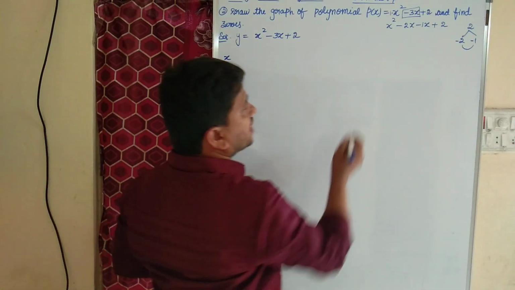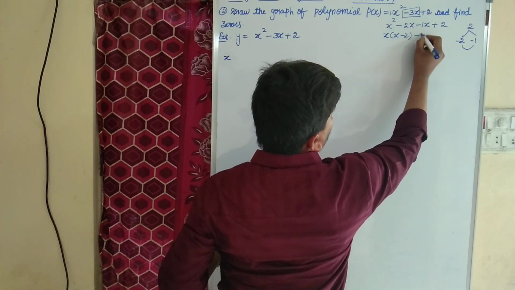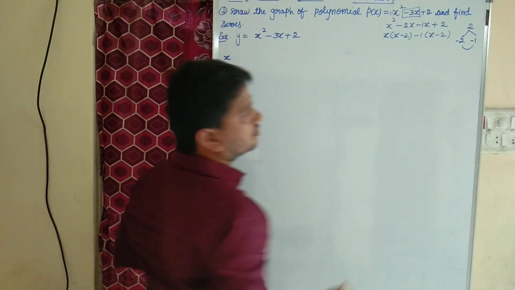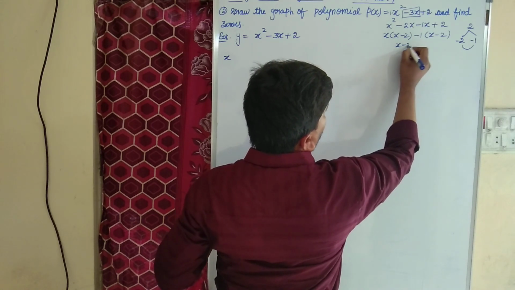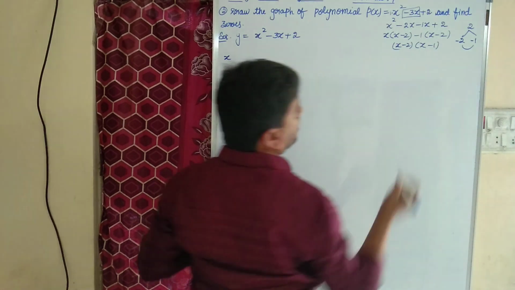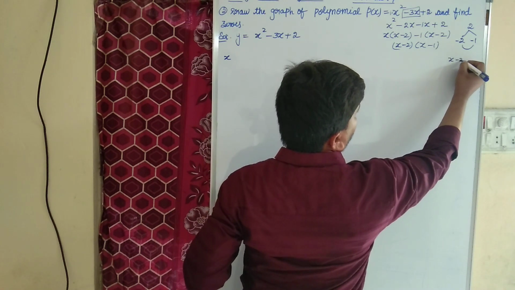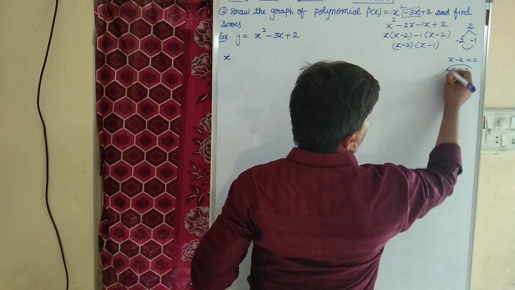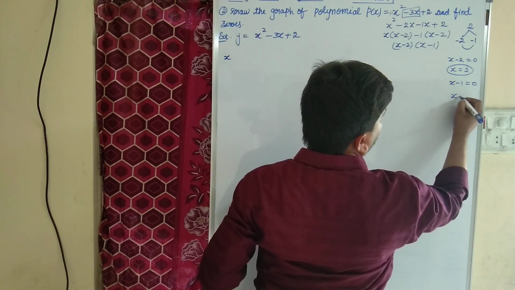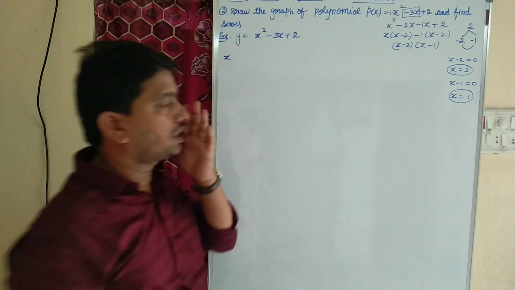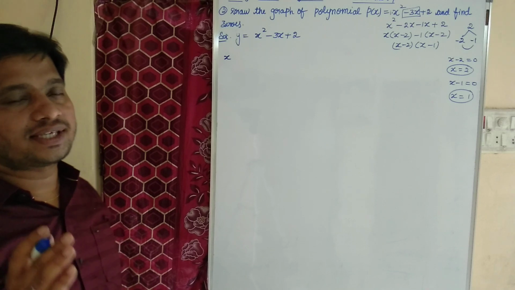So, x square minus 2x minus 1x plus 2. If I take x common, x minus 2. From these two terms, if I take minus 1 common, x minus 2. Now again I can take x minus 2 as common, and I will get x minus 1. You will get two zeros. One is x minus 2 equal to 0, x equal to 2. Second, x minus 1 equal to 0, x equal to plus 1. The two zeros are 2 and 1.